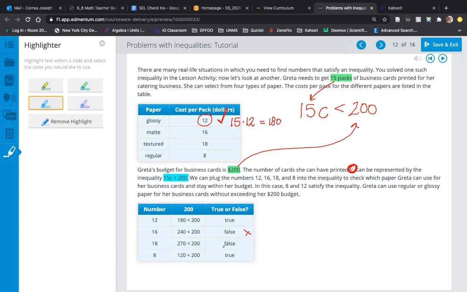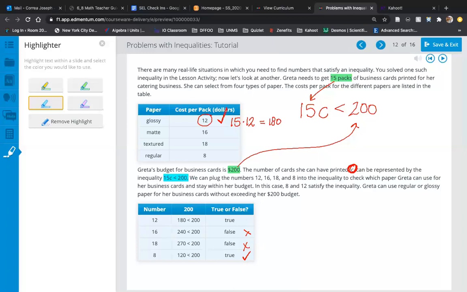She can't buy that. Also, if she were to buy this one, it ends up costing $270, 15 boxes at $18 each. The bottom one, if this one worked, this one was $12, this one is cheaper, right? We definitely know that that one is also going to work because it's cheaper than the glossy cards that she already knew she could afford, right?